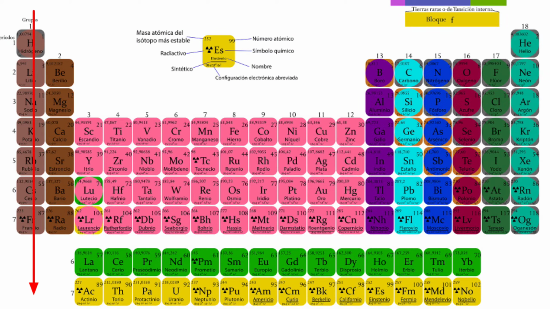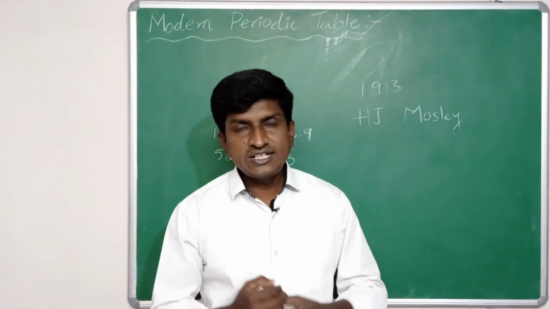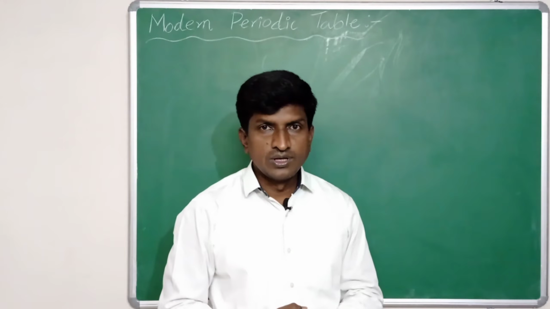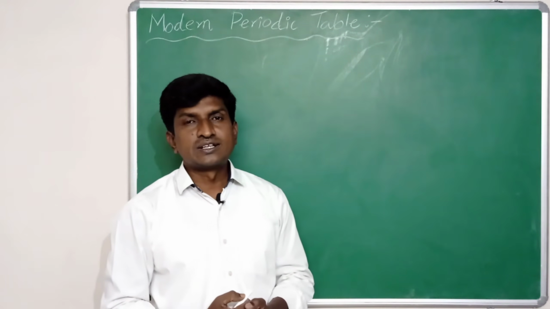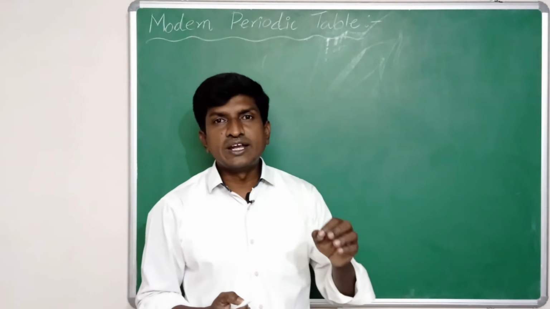There are a total of 18 vertical columns in the modern periodic table. These vertical columns are known as groups, and similarly 7 horizontal rows are there in the modern periodic table. These horizontal rows are said to be periods. So a total of 18 groups and 7 periods. Then what decides the position of elements in the modern periodic table? Just before, we discussed that atomic number decides the position of an element in the periodic table.